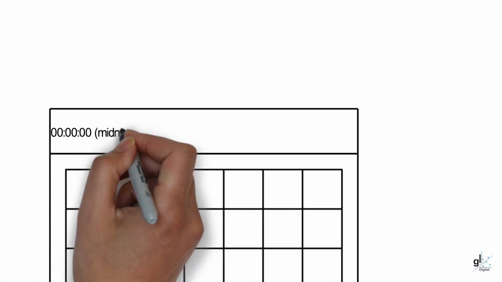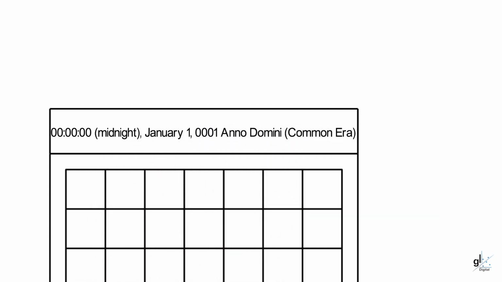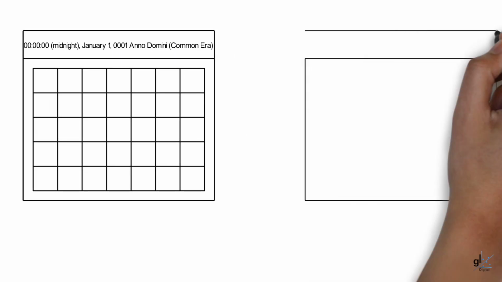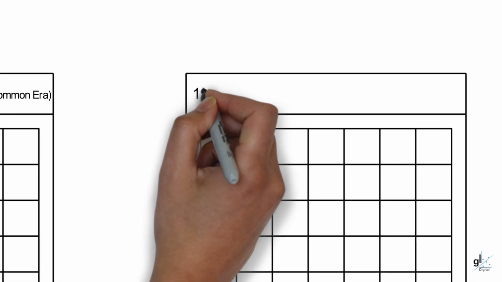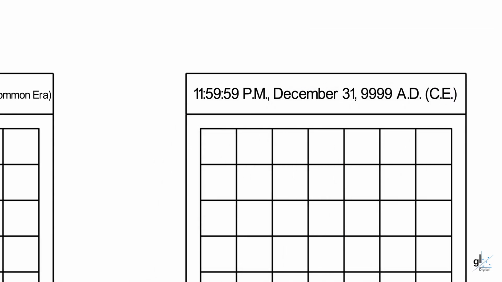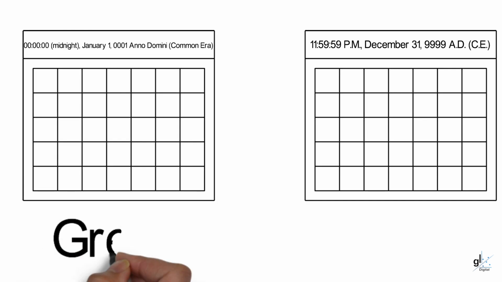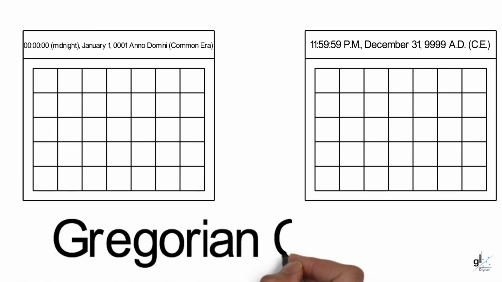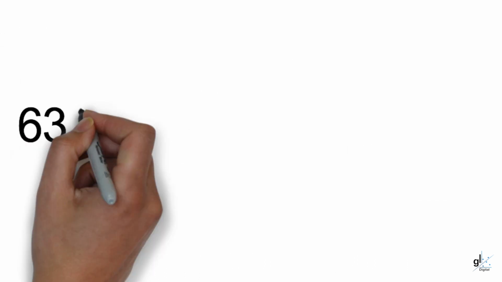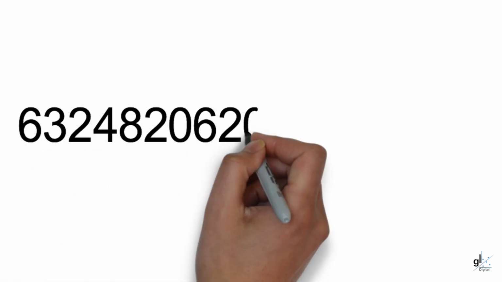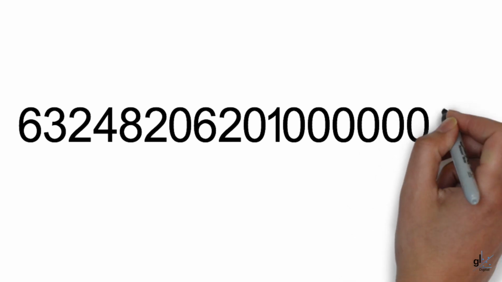Datetime. The datetime value type represents dates and times, with values ranging from midnight, January the 1st, 1st century Anno Domini, Common Era, through 59 minutes and 59 seconds past 11 p.m., December 31st, 9999 AD, CE, in the Gregorian calendar. Time values are measured in 100 nanosecond units called ticks. A particular date is the number of ticks since midnight, January the 1st, 1st century AD, Common Era.